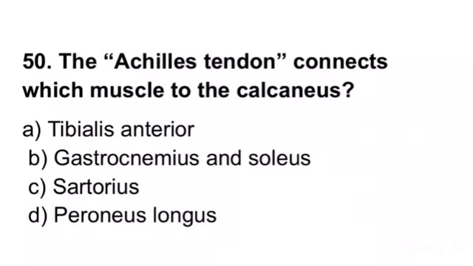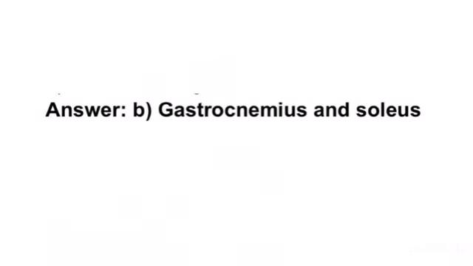50. The Achilles tendon connects which muscle to the calcaneus? A. Tibialis anterior. B. Gastrocnemius and soleus. C. Sartorius. D. Peroneus longus. Answer, B. Gastrocnemius and soleus.